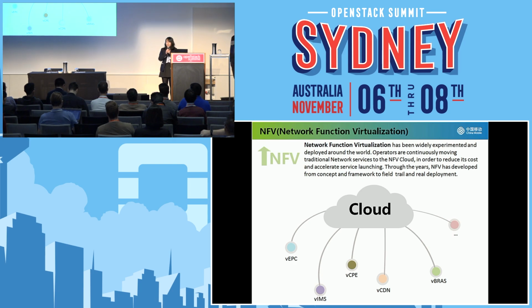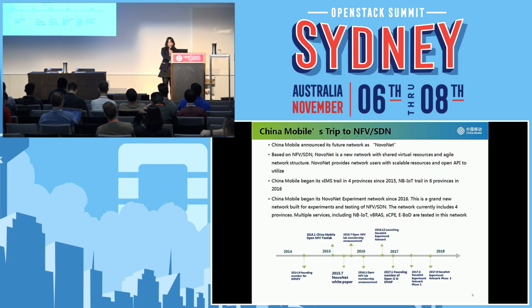And here I also listed several of the most commonly seen VNFs that have now been tried and deployed in the NFV scenario, like virtual EPC, virtual CPE, virtual CDN. These are all considered quite widely. And here is a little glimpse of China Mobile's trip to NFV and SDN.